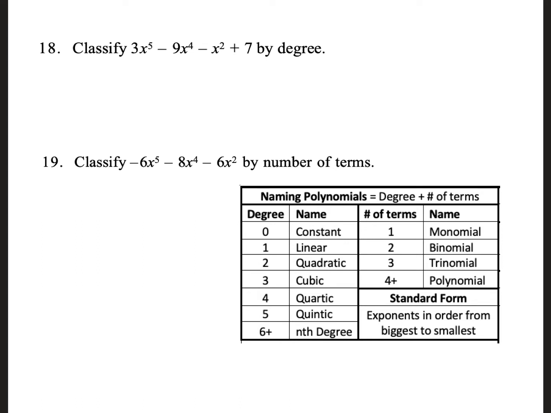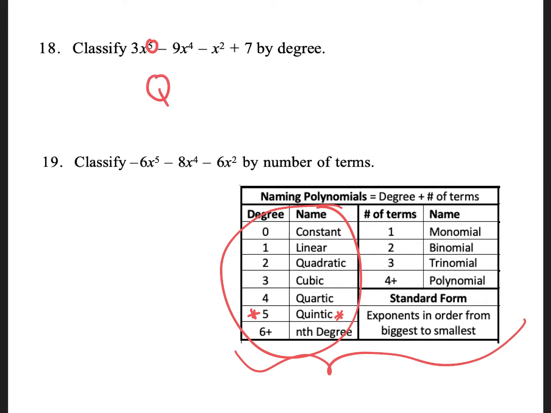My first one, we're classifying 3x to the fifth minus 9x to the fourth minus x squared plus 7 by degree. So you'll have this beautiful table on your note sheet that you get for the test. The first column classifies polynomials by their degree. Remember, your degree is your biggest exponent. So if I look at this one, my biggest exponent is 5. So that means that this one is going to be quintic if we want to classify it by degree. I'm just going to put a star because that was awkward. So this one would be quintic.